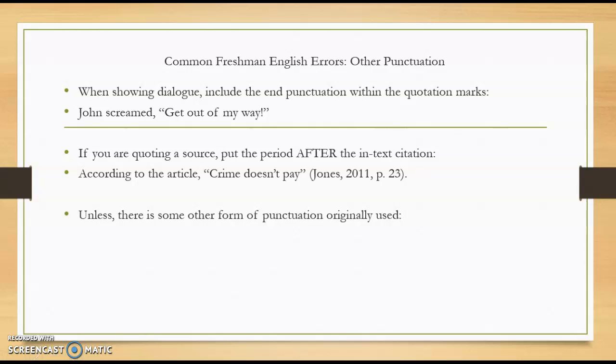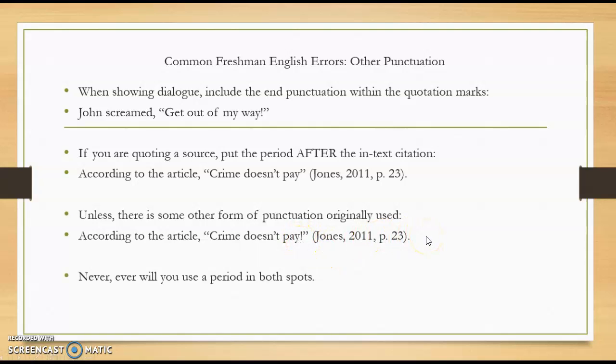Okay, unless there is some other form of punctuation originally used. So here we go. These are your only exceptions. According to the article, crime doesn't pay. If they use an exclamation point in the article, then you would go ahead and include it. But no, you still have your period here. At no point are you going to have a period here and a period here. Never, ever will you use the period in both spots.